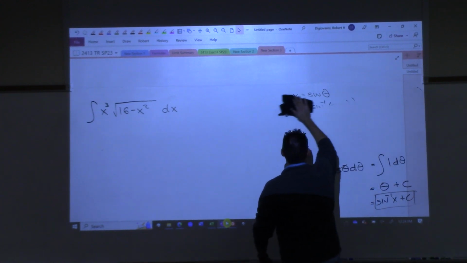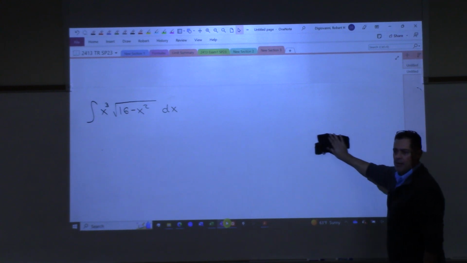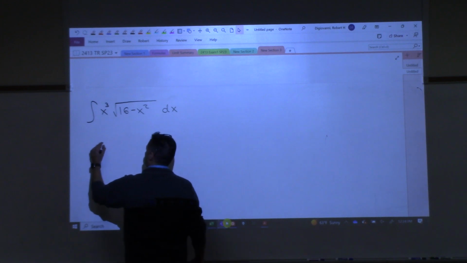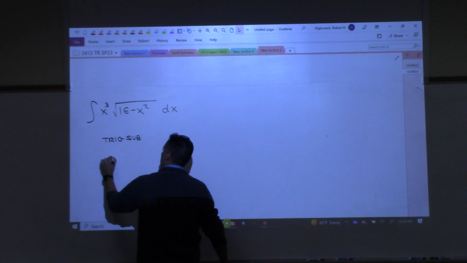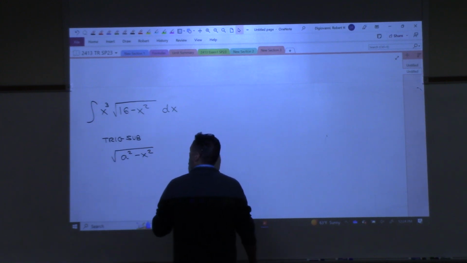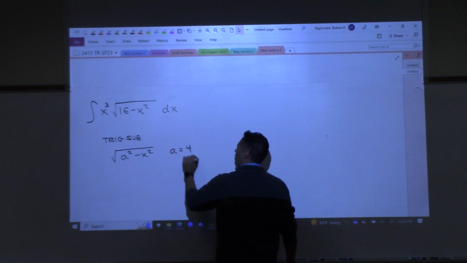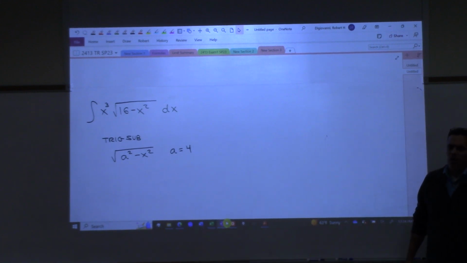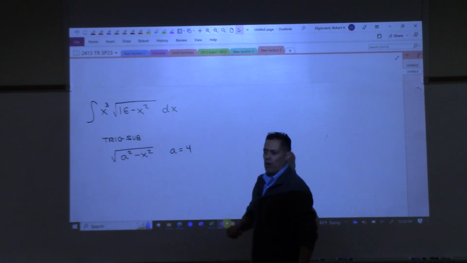All right, so we look at it, we go, you know what? I see the square root of a squared minus x squared. So I'm going to do a trig sub because I know that this kind of looks like this. And for us, the a is what? 4. A is 4, right? I'm just kind of identifying things right now. So that's the start. I realize I've got this form, where a for me is 4.